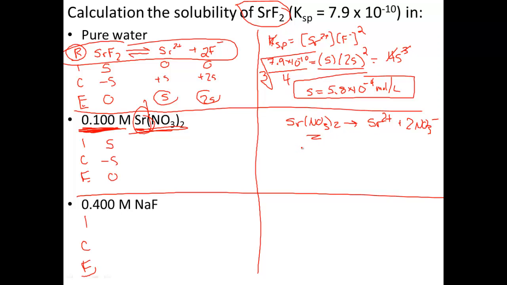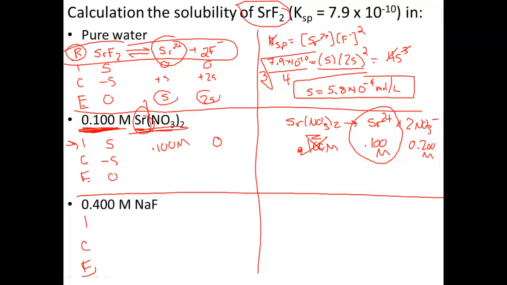So if the concentration of this is 0.100 molar, when it dissolves, it's all gone, and it becomes, in a ratio of 1 to 2, 0.100 molar strontium and 0.200 molar nitrate. Okay, but this is what we care about. So that's going to be our initial amount here. The initial amount of the strontium is 0.100 molar, and the fluoride, we don't have it, so it's going to be 0.